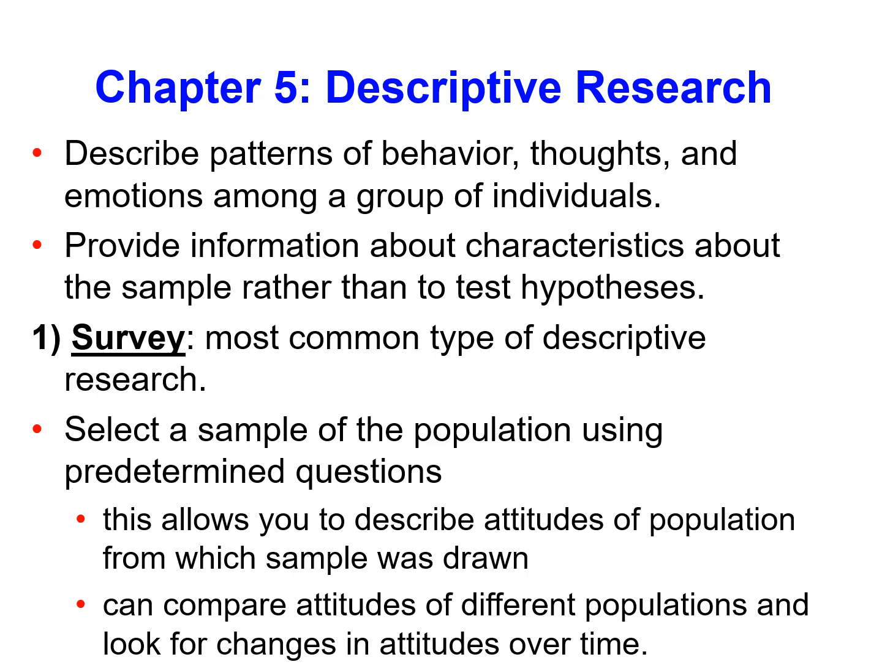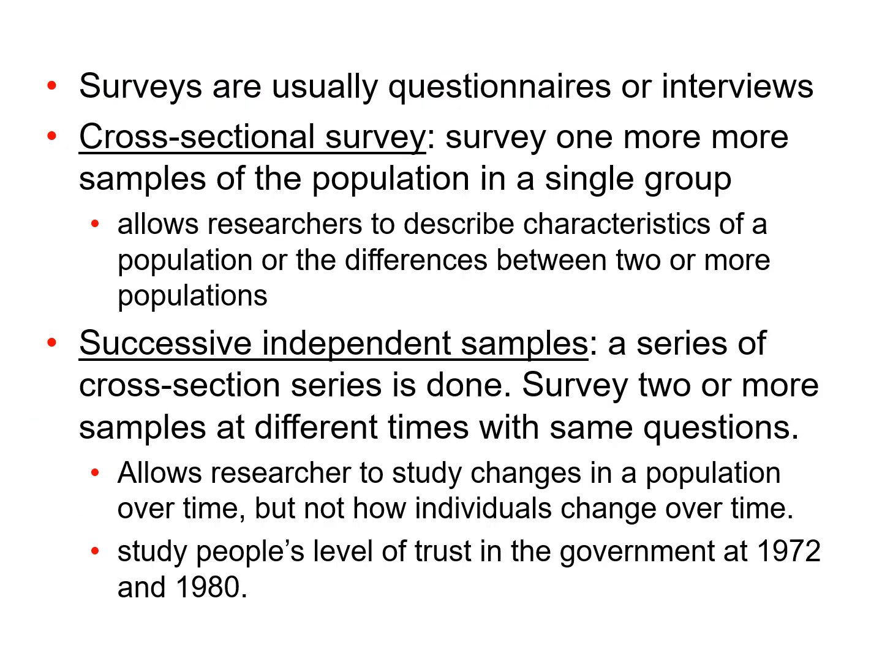The most common type of descriptive research is the survey. We select a sample of the population using predetermined questions. This allows you to describe attitudes of the population from which the sample was drawn. It can compare attitudes of different populations and look for changes in attitudes over time. These are usually questionnaires or interviews.